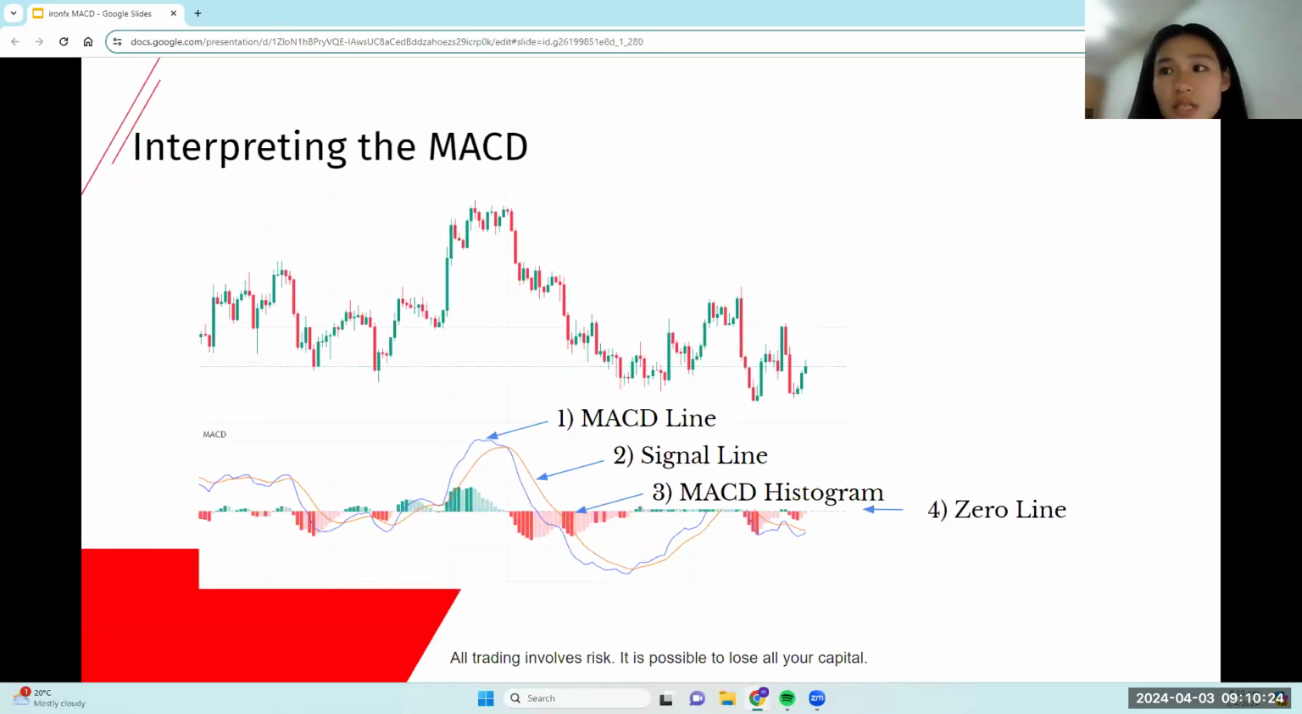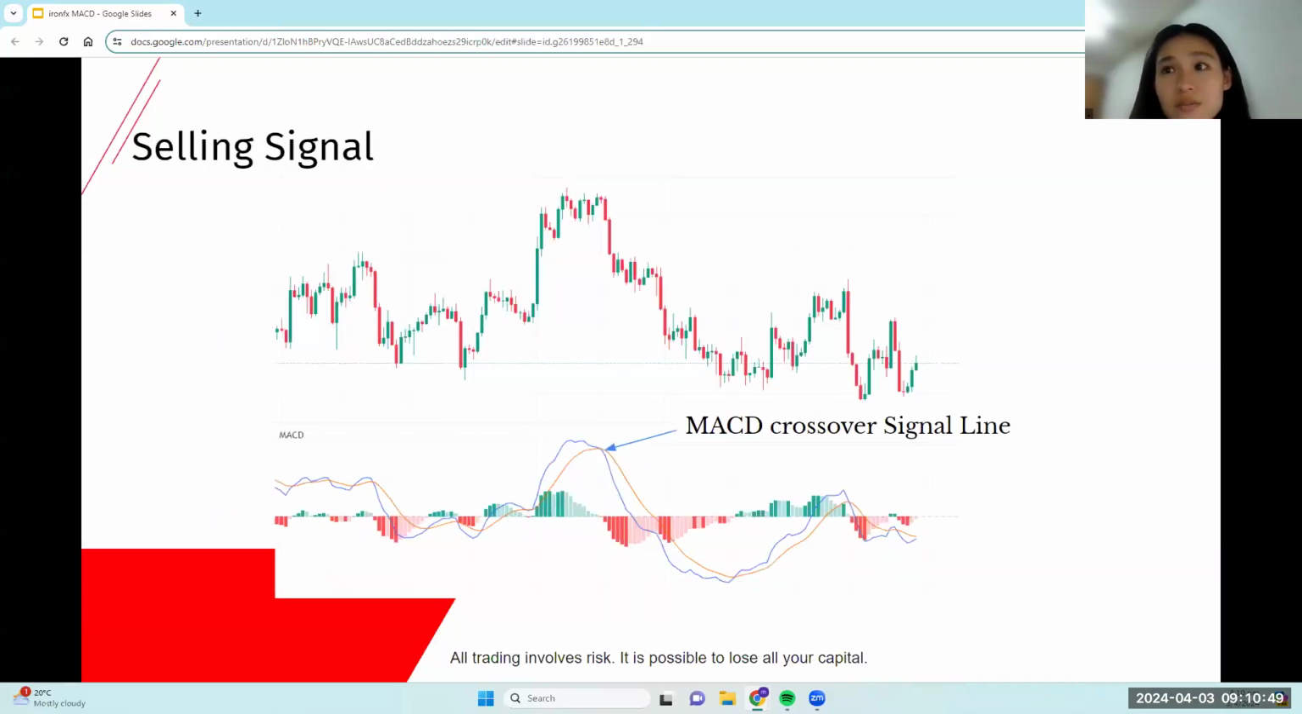Okay, so here's what our MACD looks like. We have the MACD line, which is the blue line, the signal line, which is the orange line, the MACD histogram, and the zero line. So when the MACD line crosses over the signal line, it indicates a bullish signal, suggesting that the momentum is turning positive and it might be a good time to consider buying. I'll show you over here.